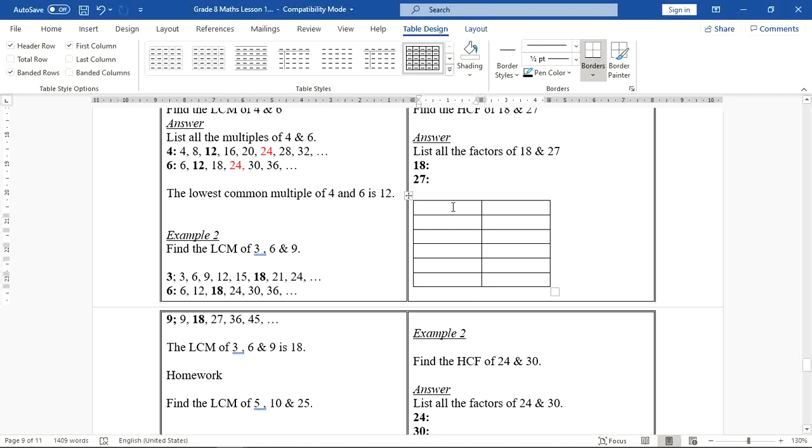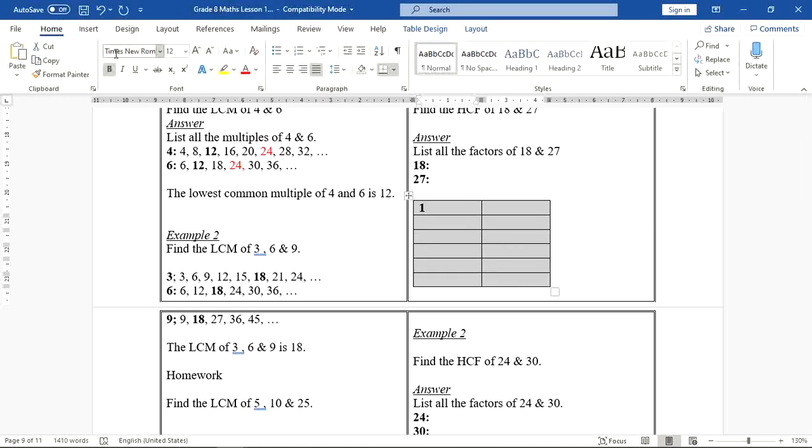The smallest factor that can divide 18 is 1. And 1 goes into 18 how many times? It goes in 18 times. Can 2 go into 18? Yes. How do I know that? Because the number ends with an even number. 2 goes into 18 9 times. Can 3 go into 18? Yes, because 1 plus 8 is 9, and 9 is a multiple of 3. It goes in 6 times.